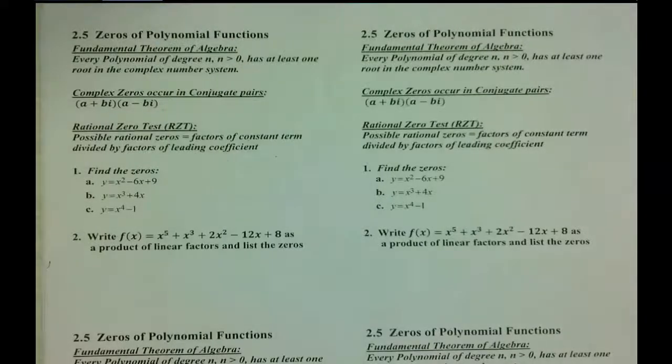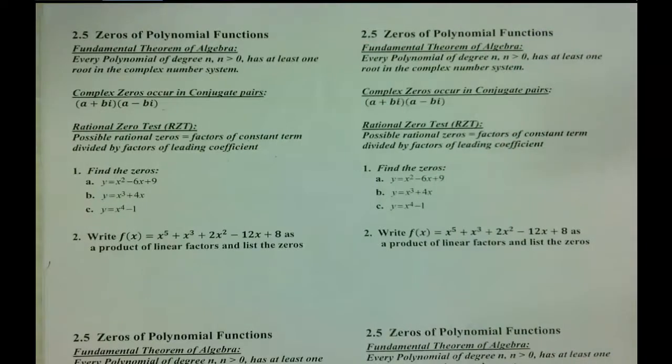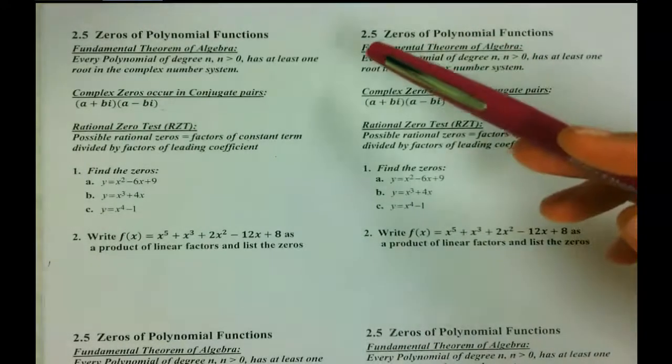Hello, today we are taking one more look at zeros of polynomial functions. Really, most of the stuff that we're looking at today we've already covered in previous lessons, so it's a bit of a review. The fundamental theorem of algebra says that every polynomial of degree n, where n is greater than 0, has at least one root in the complex number system. So that's a new theorem we're going to talk a little bit about.